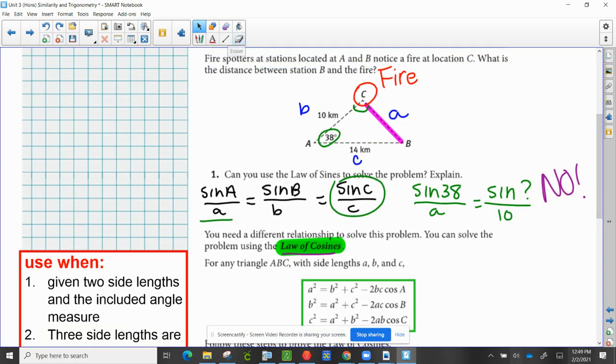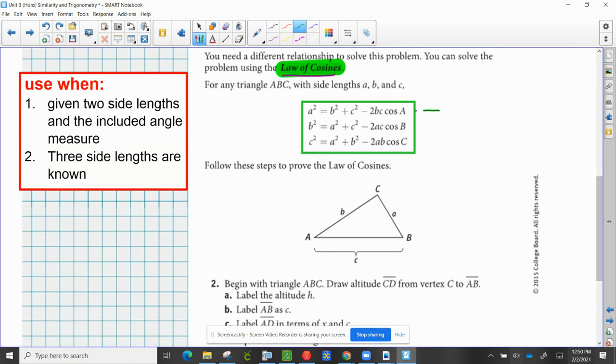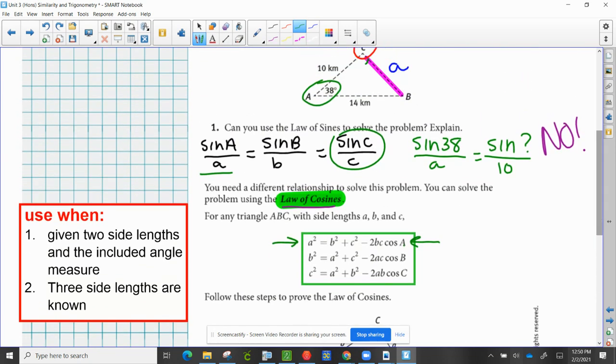But again, I'm going to erase some of this extra stuff we don't need now. I'm trying to find the distance here, BC, from the fire. So let's look at what we know. We are trying to find a, so that has to be part of our equation. And we know the measurement for angle A. So if that's the case, we're probably going to use this top one here, because this top one's using the cosine of A, that angle. So that's the equation we're going to use here. So let me go back up here so I can see the problem. We're going to use this law.